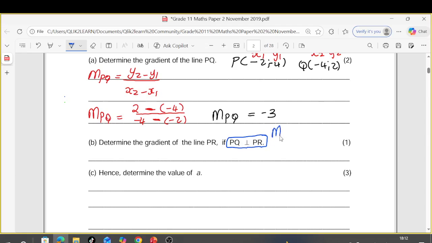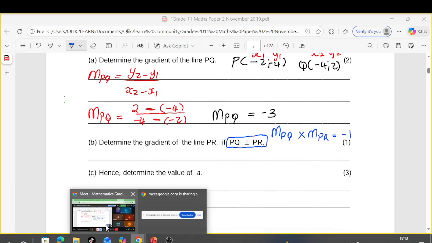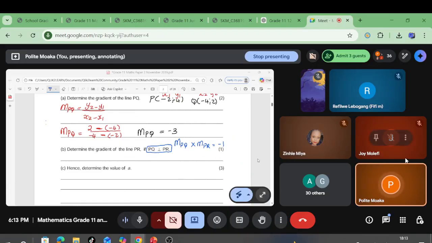The gradient of PQ, when we multiply it by the gradient of PR, we need to get an answer of minus 1. So now, I don't want you to stress because this is 1 mark. I don't want you to stress and go make a lot of calculations. I'm going to teach you how to find the gradient of this perpendicular line without making any calculations, because it's 1 mark and we don't want to spend 5 marks for 1 mark.